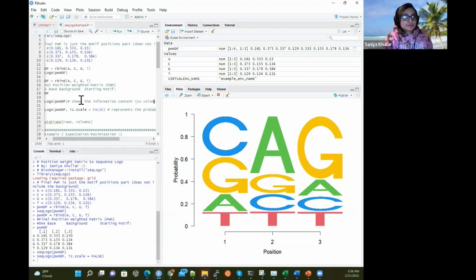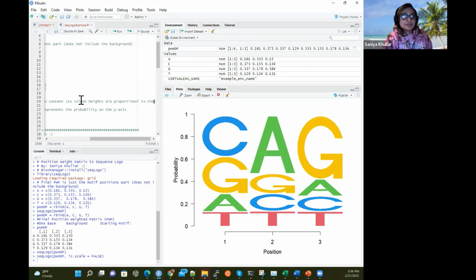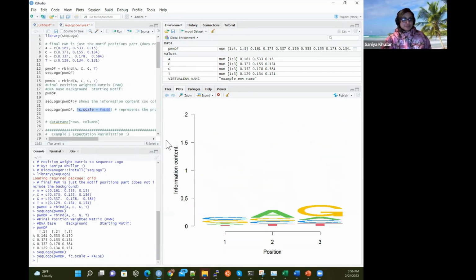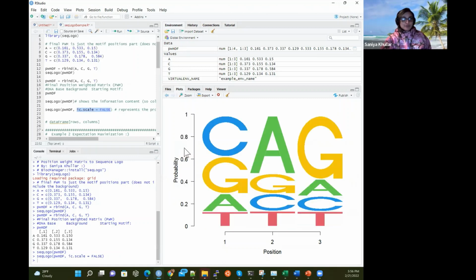So column heights are proportional to the information content, which you can derive from the probability weighted matrix, but by default, IC.scale is true. So by default, it'll show this to you. But if you want to plot the probabilities, you can plot them like this.